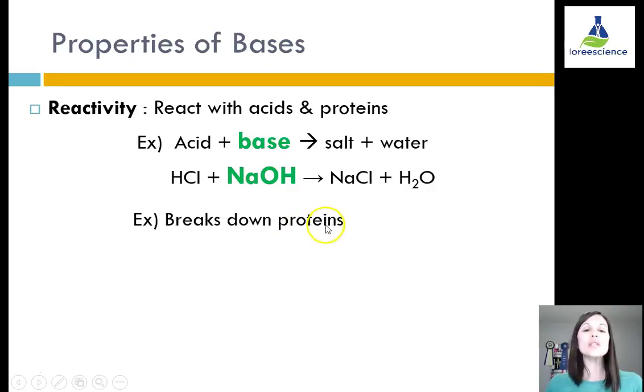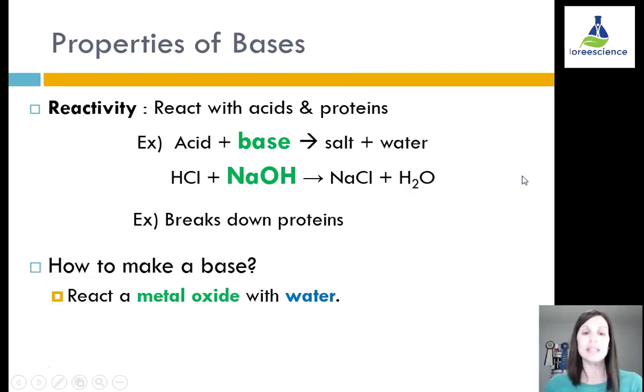And they have the ability to break down proteins. So it goes along with that reacting with acids because proteins are made up of amino acids and they break them down. That's why a lot of our cleaning products are bases, because they can break down proteins. So whether that is blood or other bodily fluids, but a lot of the things that we spill and that stain, like grape juice and things like that, it's the protein that causes the stain. So bases make really good cleaning materials because they can break those substances down.